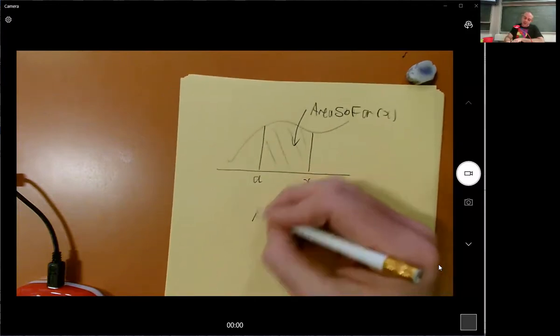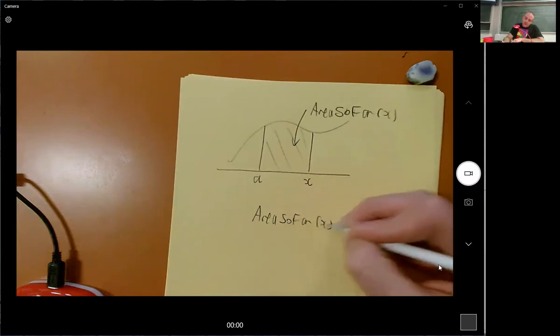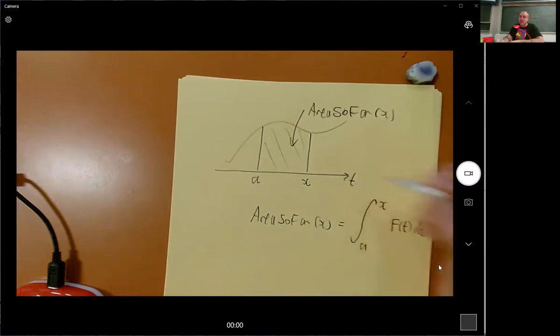So the area so far at X is going to be the integral from A up to X of f of something d something, but it confuses people if you use an X in the top and down the bottom here. So I'm going to call it T if that's okay. So this axis is T and one of the choices for T is X.